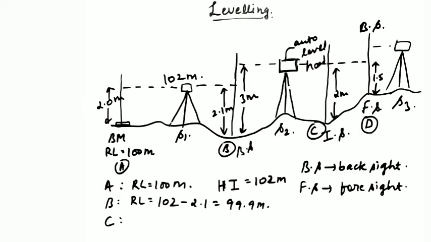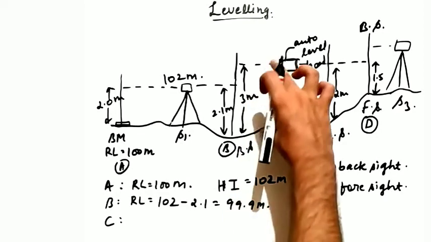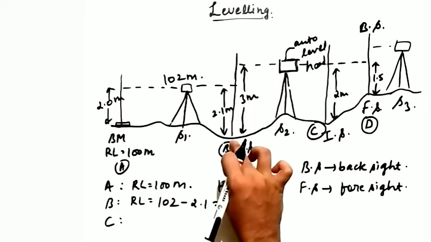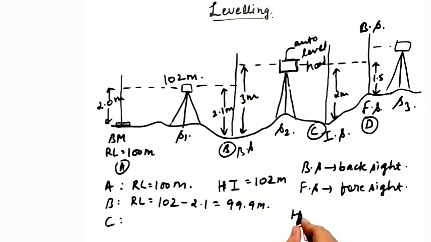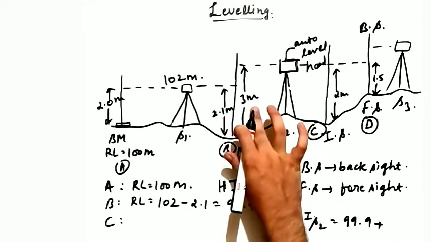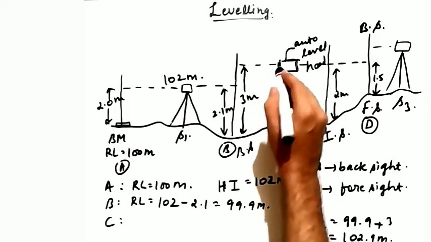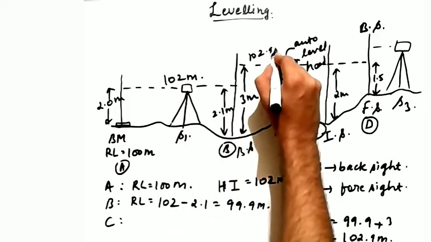So now what will be the new height of this station? To calculate the new height of this auto level, you will have to add this 3 meters to the RL of point B. What is the RL of point B? Now it is the height of the new station, and the new station is S2. You will get it by adding the RL of B, 99.9, and this 3 meters. So you will get 102.9 meters. This is the new height of instrument of this particular station. Now this dotted line denotes 102.9 meters.